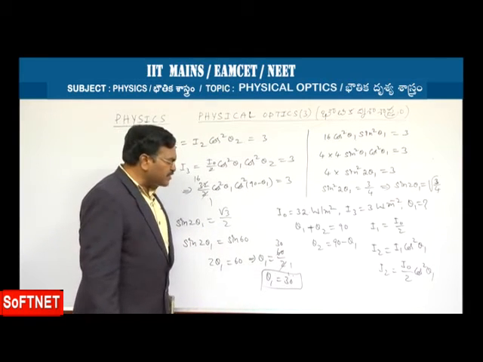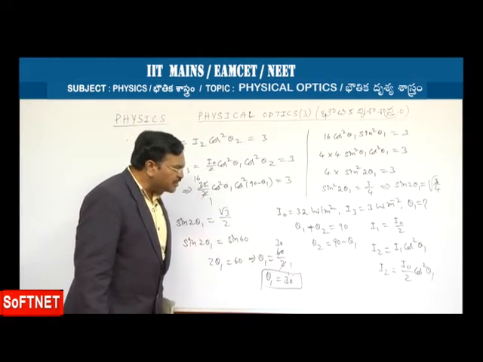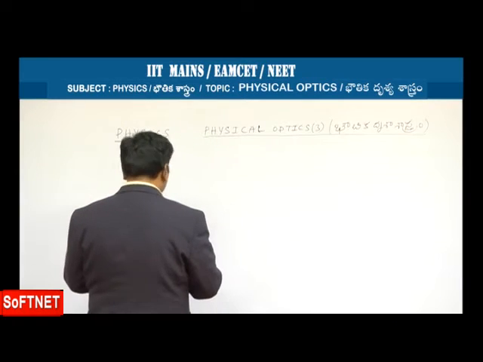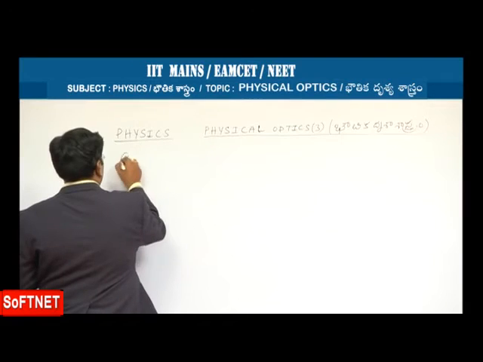Angle between transmission axis of first and second polarizer, how much? 30 degrees. That only is the correct answer. Next question. A simple question.